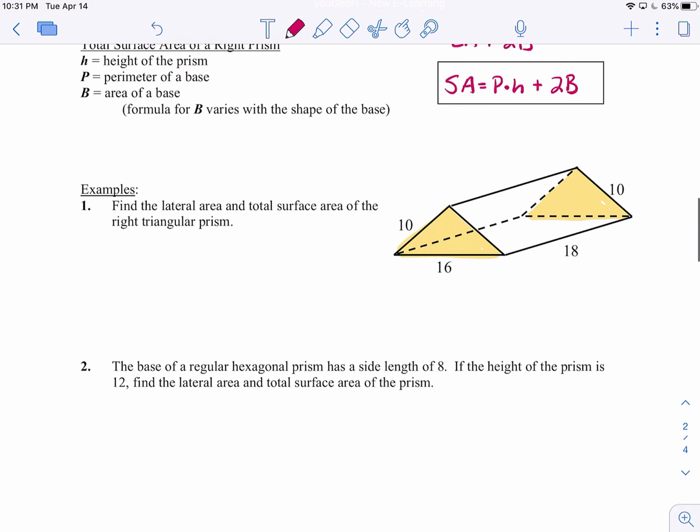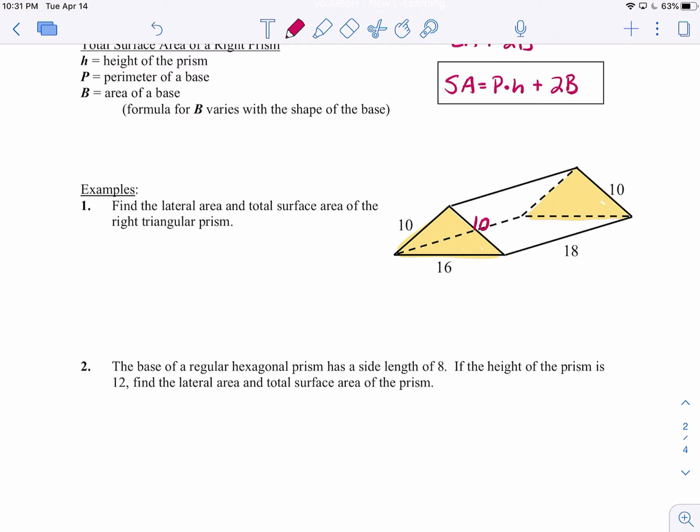So if I look at the front base that has sides 10 and 16, I don't know what the third side is, but if I look at this length and I travel down to where it corresponds on the bottom base, they tell me that is 10. So I can fill in that this length here is 10, and this gives us a clue. This triangle is an isosceles triangle.